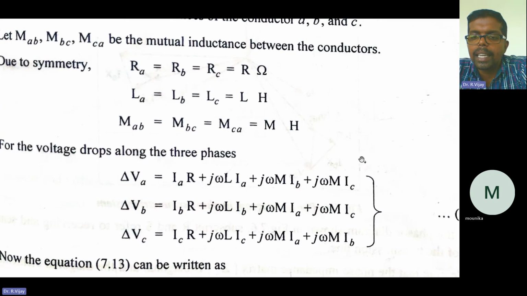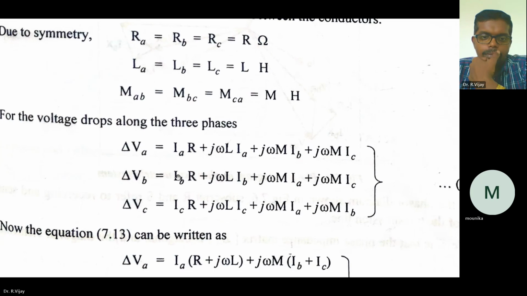mutual inductance. Similarly, in the B phase, ΔVB is equal to IB·R plus jωL, because Z is equal to R plus jωL. That you already know. But here, this L impedance will have two components, self-impedance as well as mutual impedance. That also we need to take into consideration. So here IB·R plus jωL.